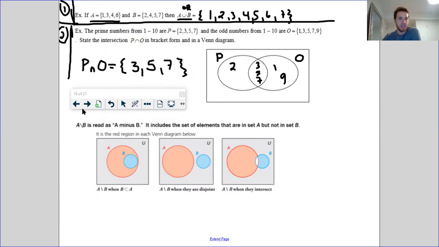Okay, one more definition you'd have to know is this. If you ever see a backslash like this, it means A minus B. So it includes the set of elements that are in A, but not in B. So when you see this, A minus B, you would write out all the things in A, but then you would subtract the elements in B. Okay? So yeah, I guess we'll get into some examples with that.